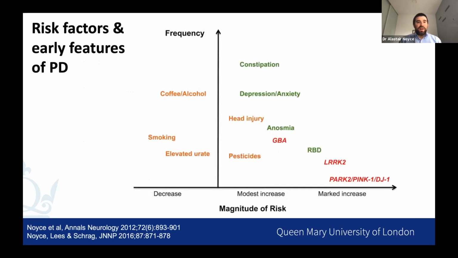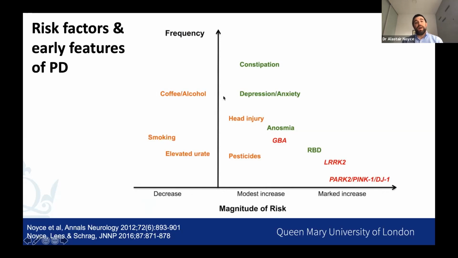I summarized the early features and risk factors for Parkinson's with this schematic. So along the horizontal axis, and anyone that's been to one of my talks before, I often use this schematic. On the horizontal axis, you have things over on this side which are associated with a decreased risk of Parkinson's, moving to a moderate increased risk of Parkinson's, and then a marked increased risk of Parkinson's. And on the vertical axis, you can see the frequency of these things in the population, or the prevalence of these things in the population.